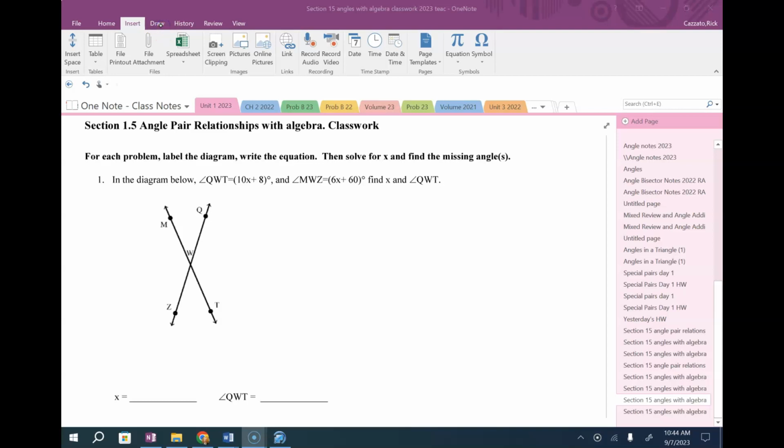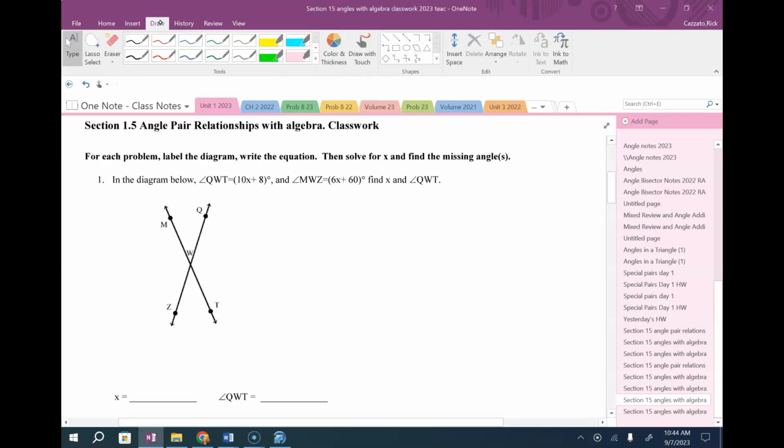Hello geometry students. Today's learning target is to solve angle pair relationship problems that involve algebra. So this is our classwork. The first step of each problem is always to label.